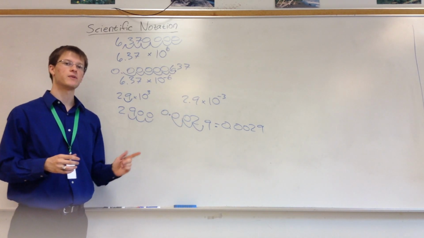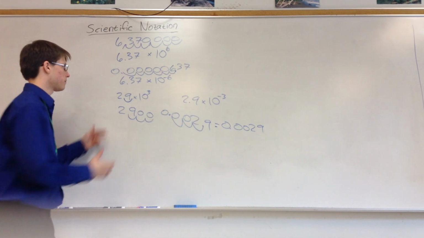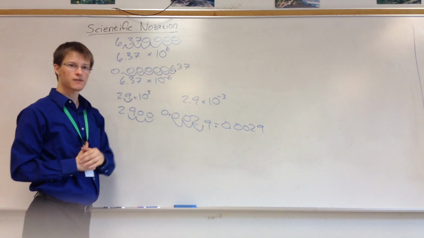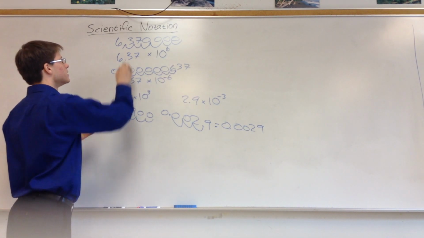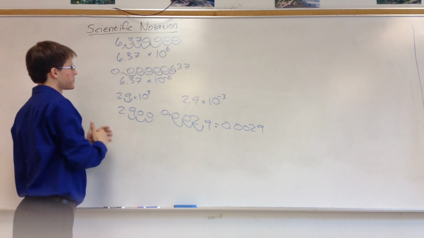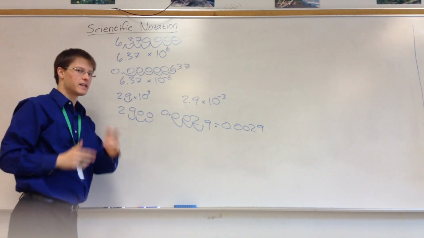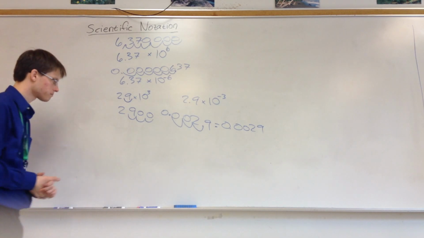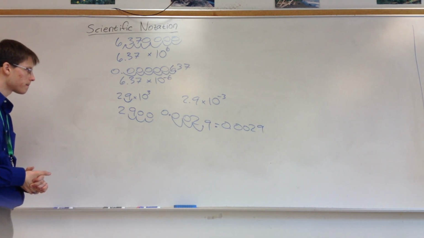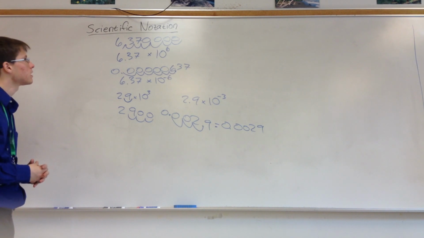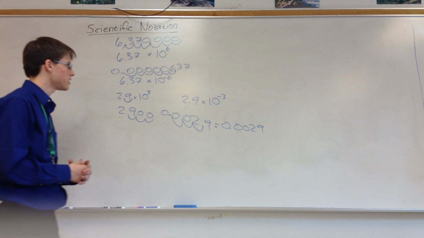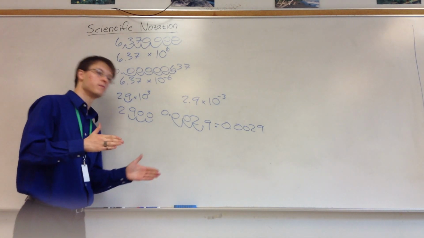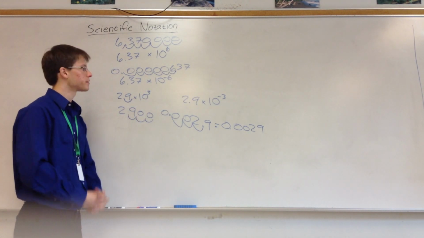So really, multiplying by different powers of 10 is just a way to move the decimal point around and give you numbers that are nicer. 2.9 or 6.37 times 10 to the negative 6 is a much nicer number than 0.00000637. It's much easier to say. It's much more convenient in a lot of respects. So that is pretty much all there really is to scientific notation. It's all about being able to transform numbers from and to scientific notation.